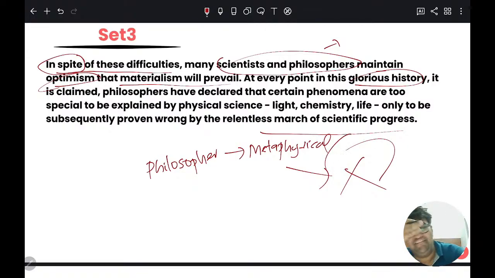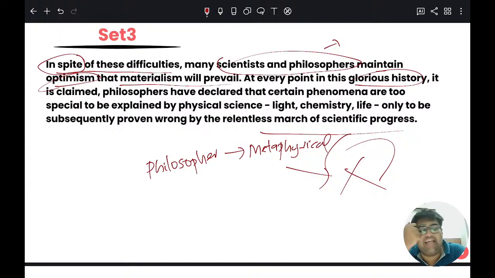Like gravity. Why do people fall down? Gravity, bro. It's like a magnet. And light: why is light happening? The rays from the sun are hitting us, that is why we have light. Earlier they were saying, okay, this is God. Now they're saying it is the sun.